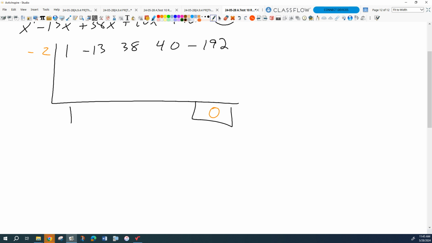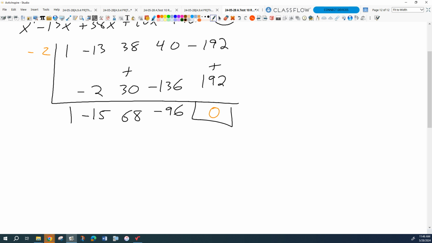Okay, so we can divide synthetically. I drop the 1 down, multiply by negative 2, and add. 68, right? So negative 136, good. Add those up and I get negative 96. Multiply by negative 2. And it works. Okay, so now that gives us a smaller polynomial.